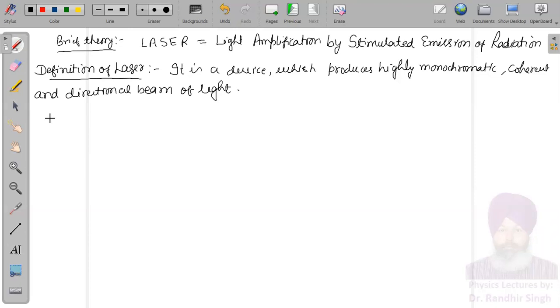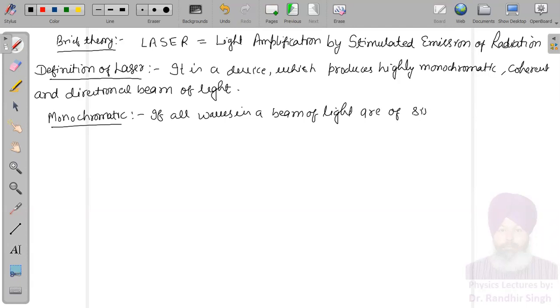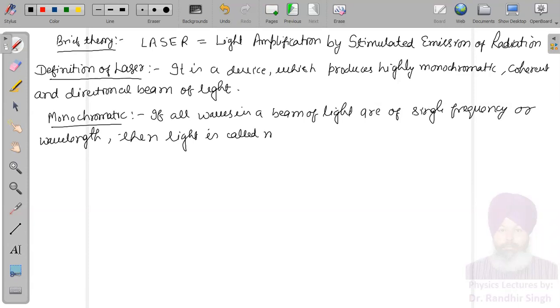Okay, what is about monochromatic? If all waves in a beam of light are of single frequency or wavelength, then light is called monochromatic.